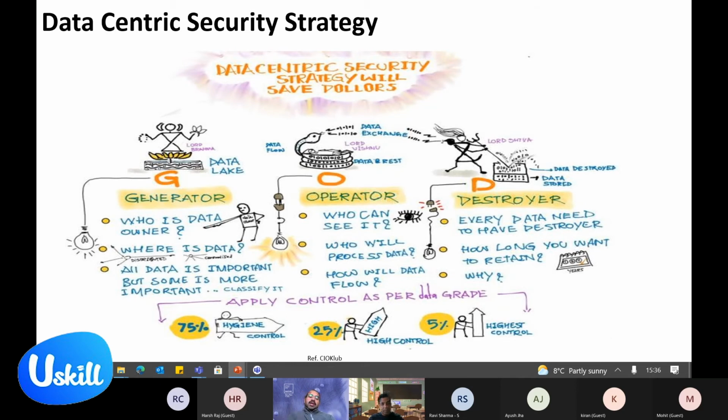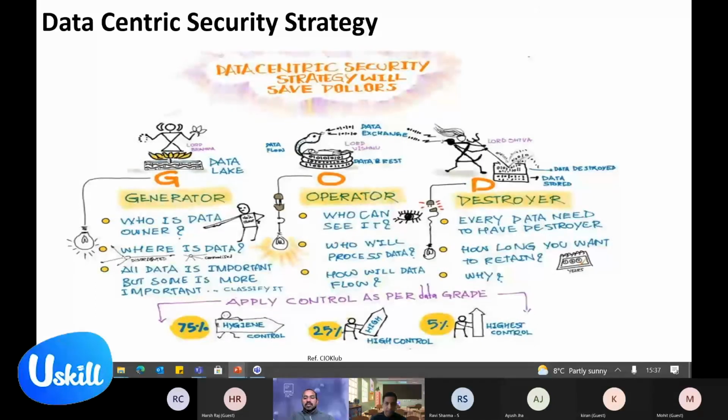So, as we have said, we should implement data-centric security. How will we implement it? First of all, we need to understand what kind of data we are collecting, whether it is financial data, PCI data, or PII data, personal identifiable information. You may know about these; maybe in a later webinar, we will discuss the differences between all such data.